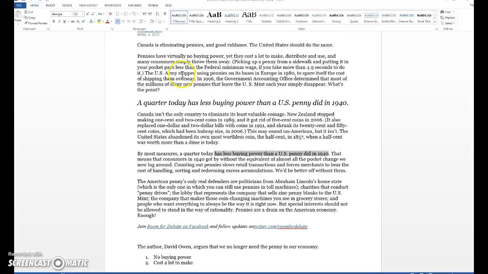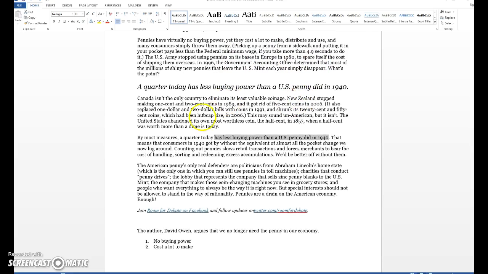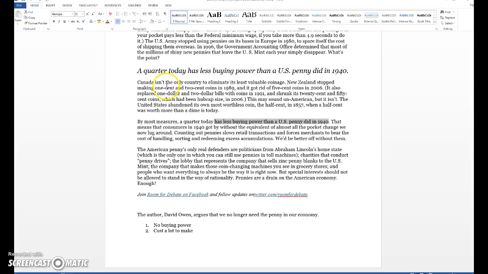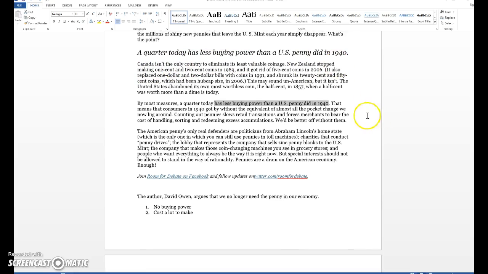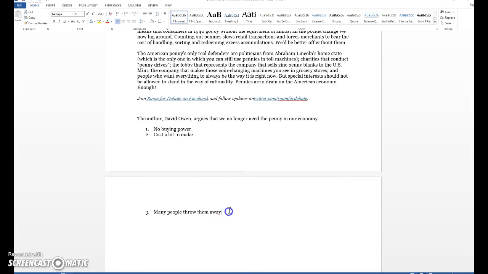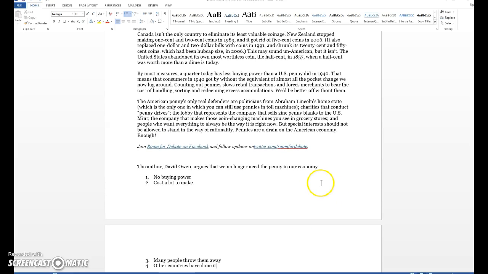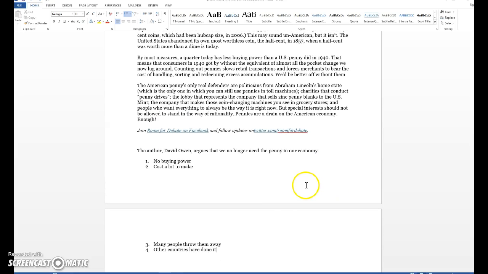He does talk up here about the U.S. Army stopping using pennies in 1980 on its bases. He spends a whole paragraph talking about Canada and New Zealand and other countries. So I think that's another point he's trying to make, that we know we can do it because other countries have done it. And he says it's not un-American because we have gotten rid of some of our own coinage before.